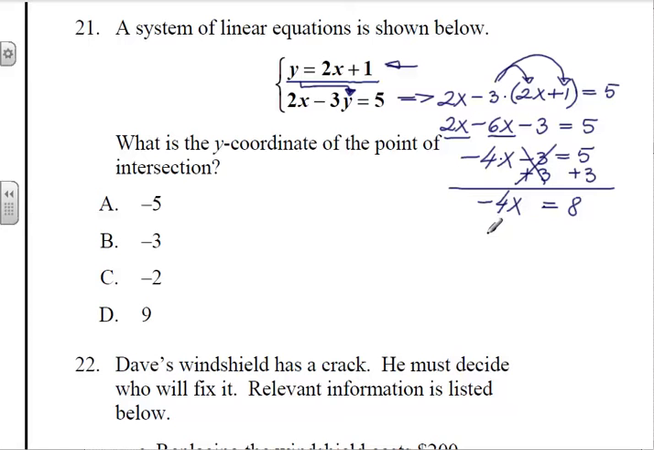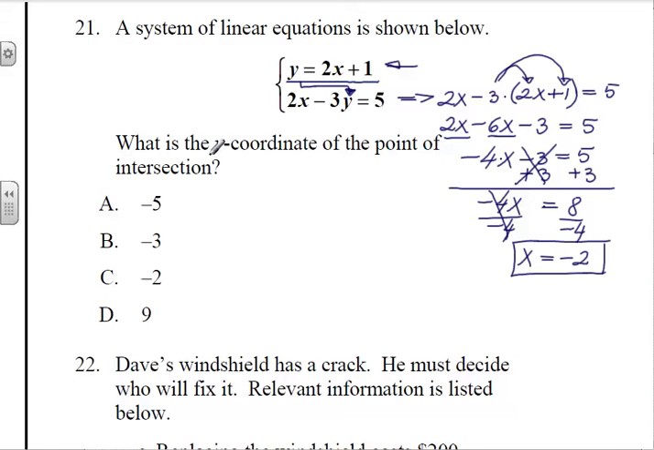We're almost done. What do you have to do next? Next is finding x. To find x, I will divide both sides by negative 4. You have x equals, a positive divided by a negative is always negative, 8 divided by 4 is 2. x equals negative 2.